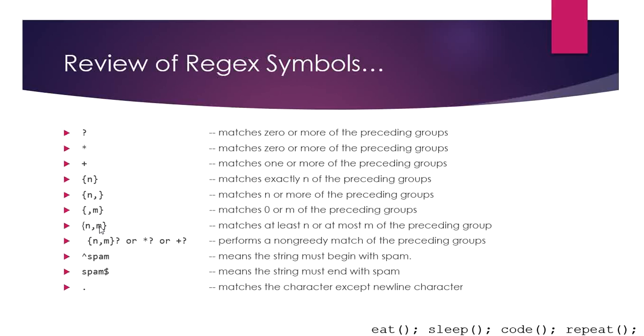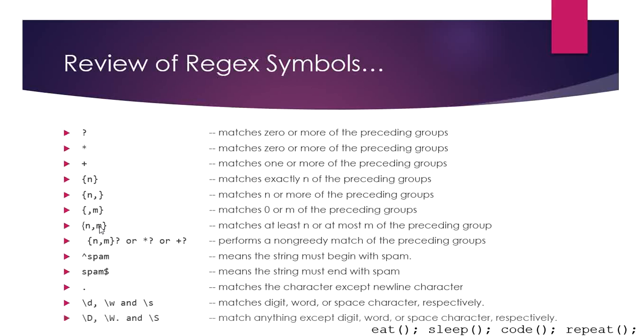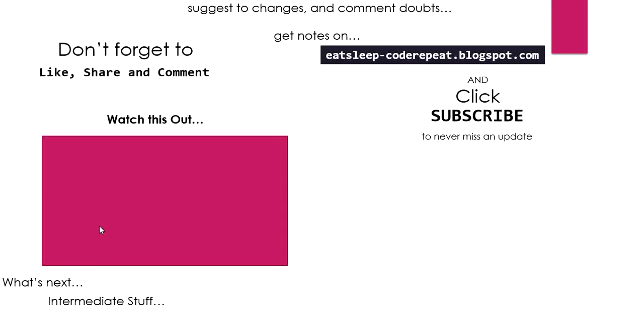Okay, then we have a dot, which is going to match all characters except a new line, and we have backslash d, backslash w, and backslash s, which are going to match digit, word, and space respectively. Similarly, the capital versions are going to match everything except digit, except word, except space characters. Okay, so this is it for the video.